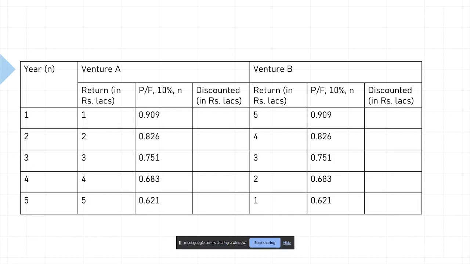I have not calculated these values, so you will have to help me. Okay, the first one is the same as it is, 0.0909. Second is 1.652. Third one is 2.253. Then 2.52.